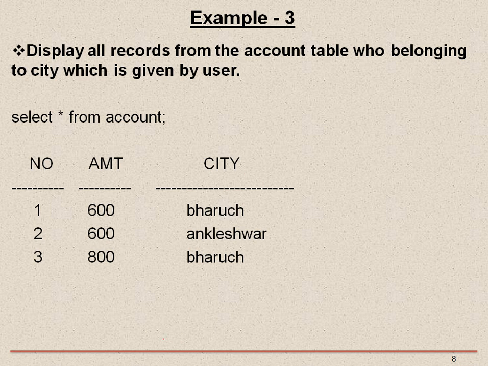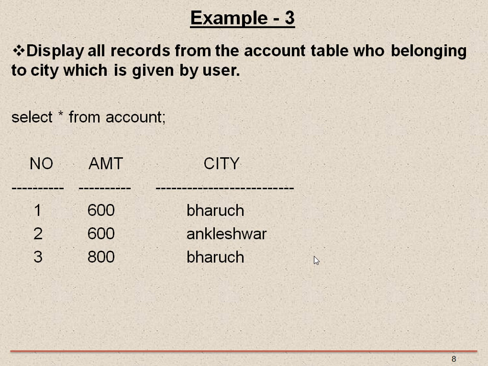Select star from account. Now I am changing the number, amount and city; this is my additional field. The values are 1, 2, 3, and the city names are Bharuch, Ankleshwar and Bharuch. So Bharuch city has 2 records and Ankleshwar city has 1 record. So whenever the user enters any city, based on that city value you have to display the records.